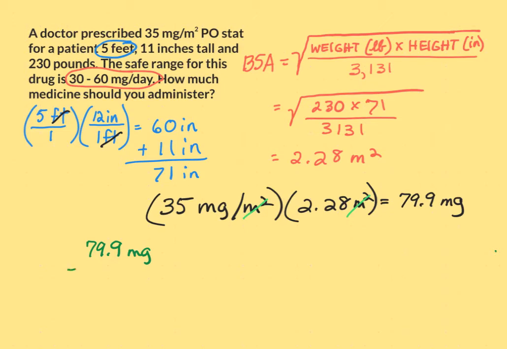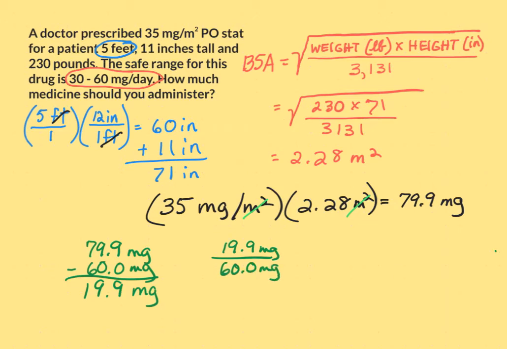Okay, so subtract the maximum safe dosage, let's say, and we get this value, 19.9 milligrams. What percentage of overdose is that? 19.9 divided by the maximum safe dosage per day gives you 0.332, or 33.2% overdose. That's a third greater almost than what it should be.